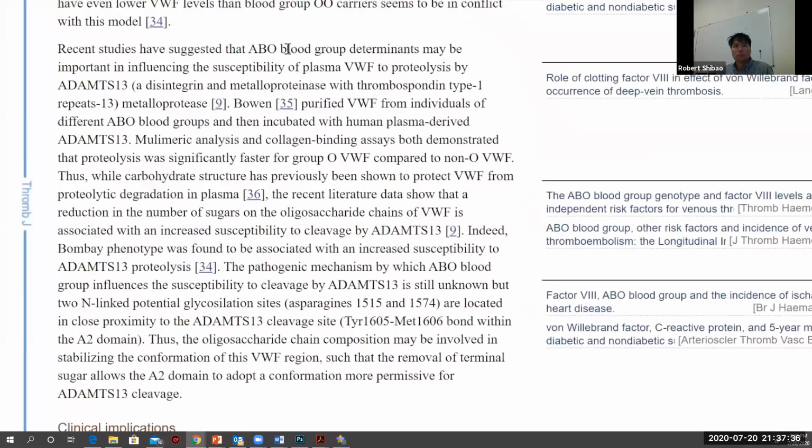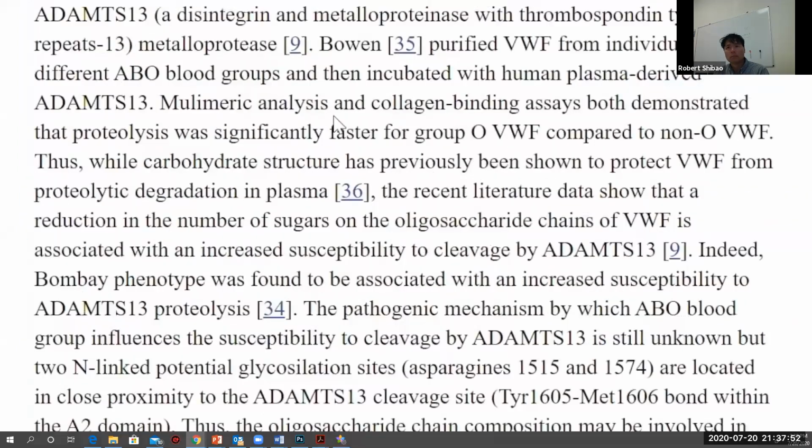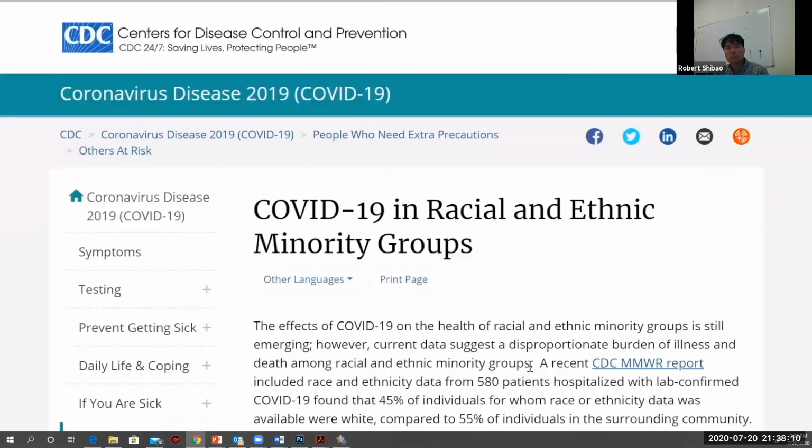There's also a determination between ABO blood group determinant and the ADAMTS13, which we talked about before. Remember that ADAMTS13 is what cuts up the von Willebrand factor. Interestingly here, it says that monomeric analysis and collagen binding assays both demonstrated that proteolysis, that means the cutting up of those von Willebrand factors that could be dangerous, was significantly faster for Group O von Willebrand factor compared to non-O von Willebrand factor.